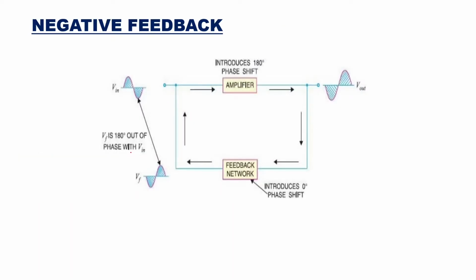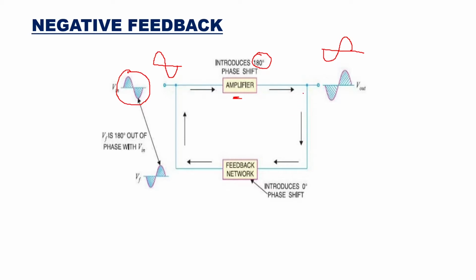So in negative feedback, what happens? Say this is your input wave, whatever you're giving as input. This wave you have drawn with a positive half cycle and a negative half cycle. Now the amplifier here will introduce a phase shift of 180 degrees. That means this waveform becomes negative and positive. So positive becomes negative, negative becomes positive in the amplified version. So it is a 180 degree phase shift.